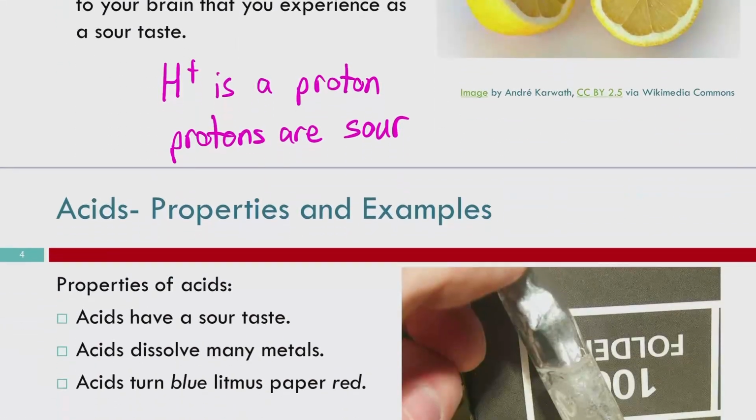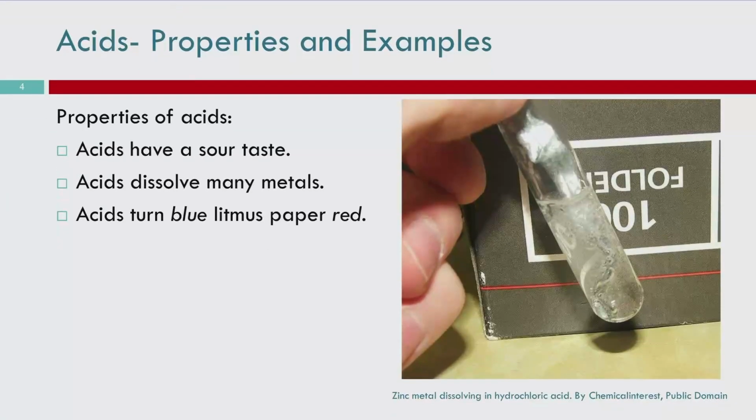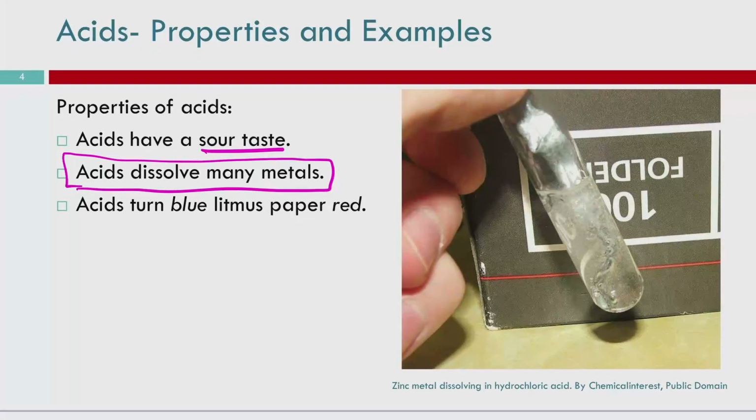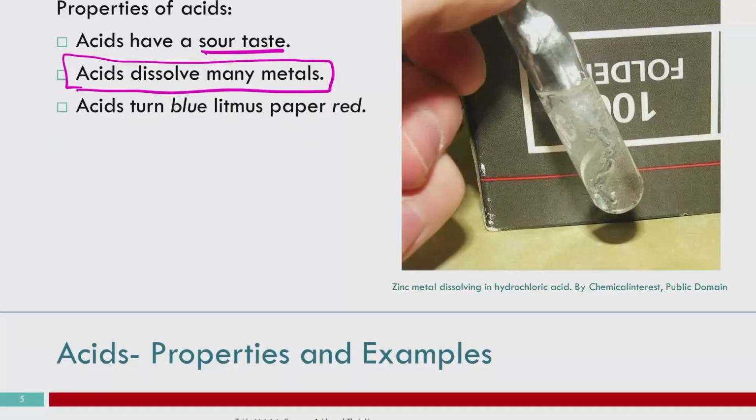Unrelated. Here are some of the properties of acids. Acids tend to have a sour taste. That's good to know. Acids also dissolve many metals. Also good to know. And it will turn blue litmus paper red if you have blue litmus paper. We sometimes use blue and red litmus paper because they're cheaper, I think, than the multicolored litmus paper. So here's an example of some zinc metal dissolving in hydrochloric acid. It produces hydrogen gas, which is explosive.